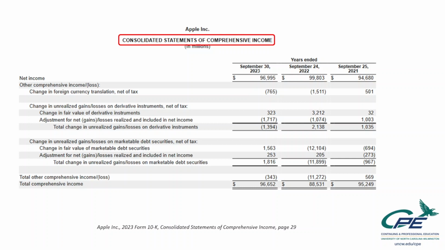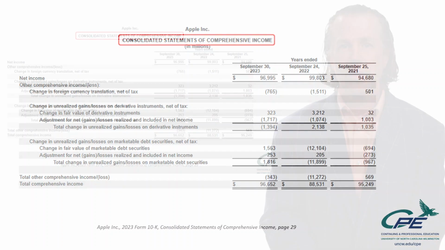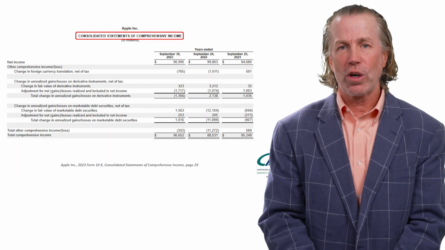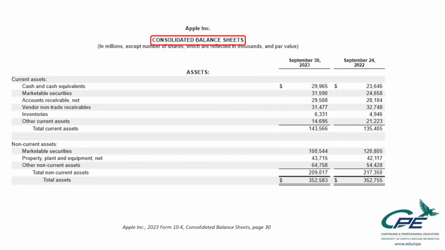But essentially, they are just adjusting net income for several types of unusual gains and losses that get reported separately, referred to as other comprehensive income, or just OCI. Next is the Consolidated Balance Sheets, which reports the balances of assets, liabilities, and owner's equity as of the end of each fiscal year. Notice for this statement that only 2 years of comparative data are required.